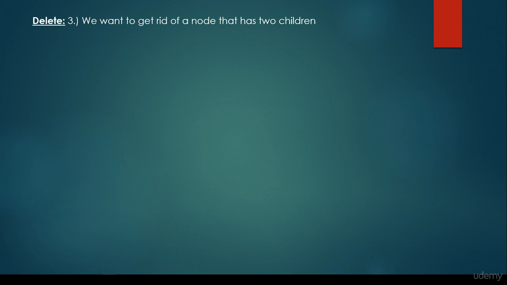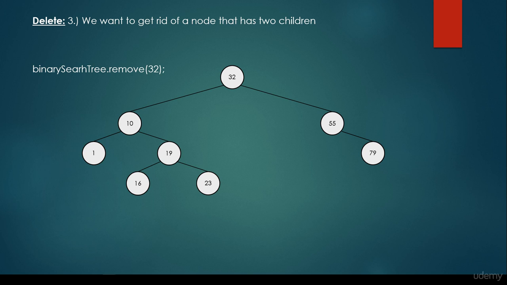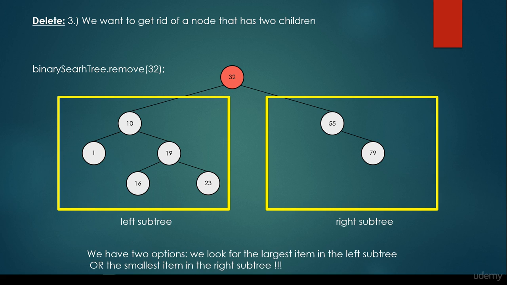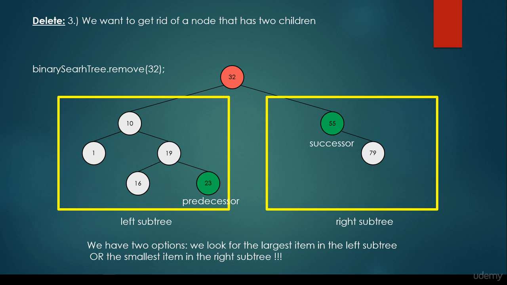Okay, then this is the most complex case, when we want to get rid of a node that has two children. We have this binary search tree and we would like to remove 32. We come to the conclusion that this is the root node, so we have two possibilities. First, we look for the largest item in the left subtree, or we find the smallest item in the right subtree. So, in the left subtree we have to find the greatest item. This is called the predecessor. This 23 is the predecessor of 32. Or we have to find the smallest item in the right subtree. This is the 55. It is called the successor. So the 55 is the successor of the 32.